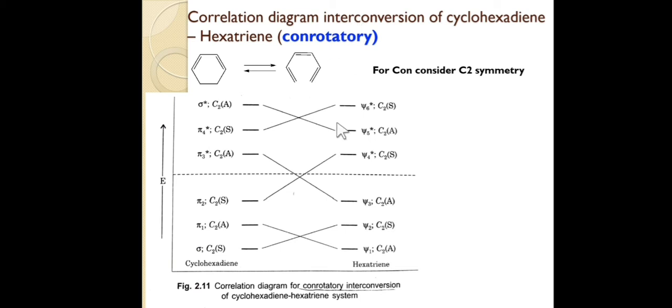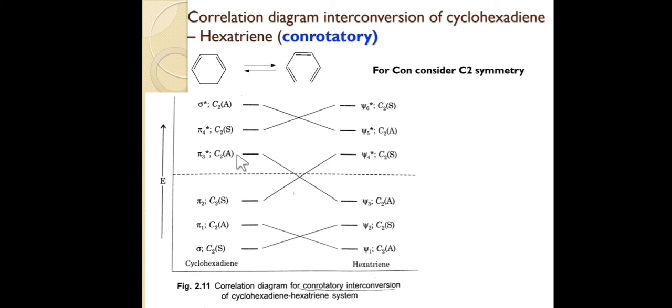Now let's consider the molecular orbitals of hexatriene. For the hexatriene, we have psi 1, psi 2, psi 3, psi 4, psi 5, psi 6. As we already discussed the symmetries of these molecular orbitals, we know that psi 1 is C2 asymmetric, psi 2 is C2 symmetric, psi 3 is C2 asymmetric, psi 4 is C2 symmetric, psi 5 is C2 asymmetric, and psi 6 is C2 symmetric. This is how we can construct the correlation diagram for this conversion of cyclohexadiene to hexatriene in the conrotatory process.